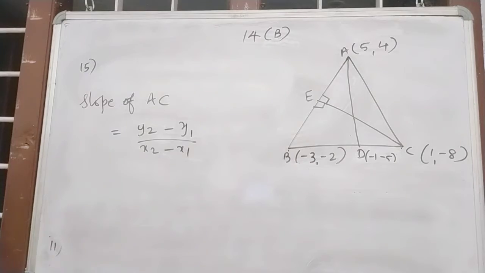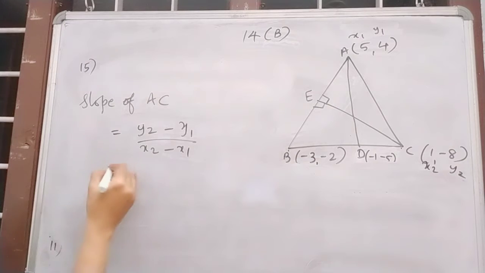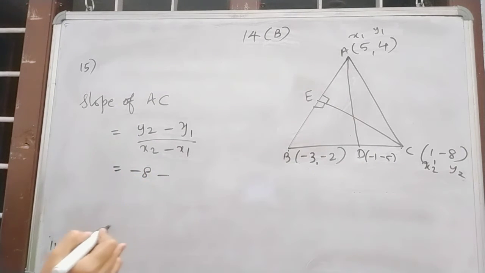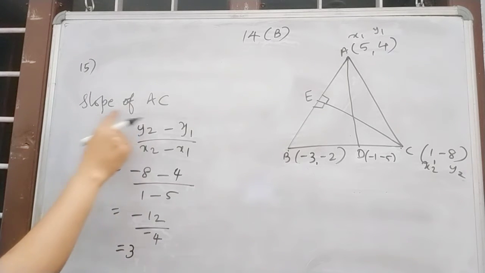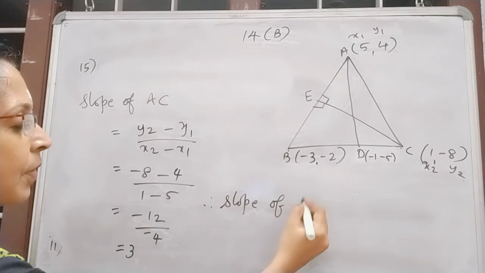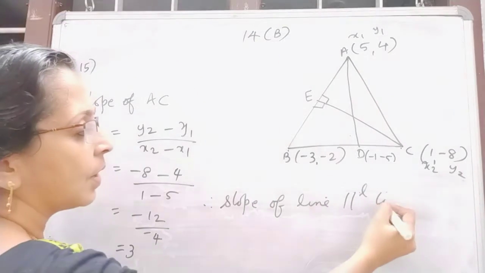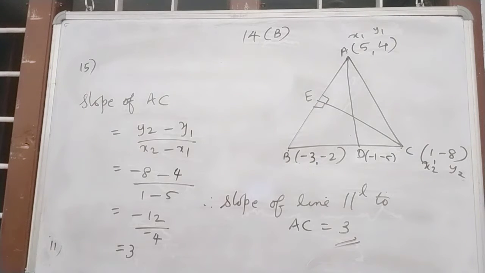So we can write this as x1 y1, this is x2 y2. y2 minus y1 means negative 8 minus 4 divided by 1 minus 5, which is equal to negative 12 by negative 4, which is equal to positive 3. So slope of AC is 3. Therefore, the slope of the line parallel to AC also will be 3, since the slopes of two parallel lines are equal.